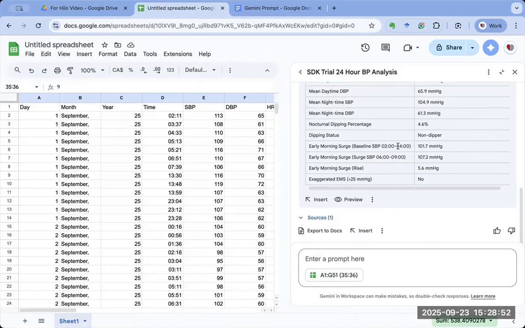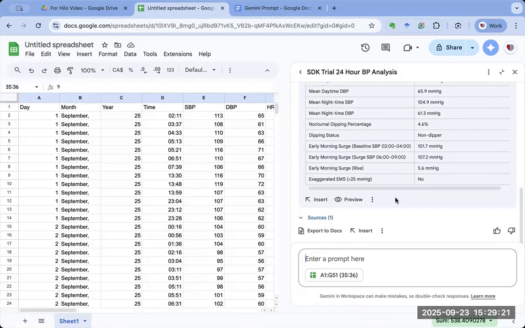Then the next thing is early morning surge. Now, here, early morning surge is supposed to be related to the time you wake up. You know that the Hilo device cannot detect what time you wake up. It usually has a question which asks, did you go to bed at whatever bedtime you have put? But all of us know that we don't sleep at the same time every day and every night. So, to make it simplified, there are different definitions of early morning surge.